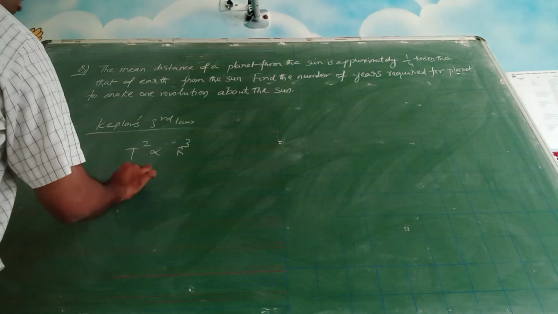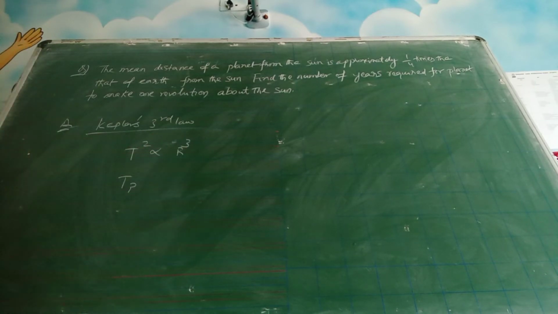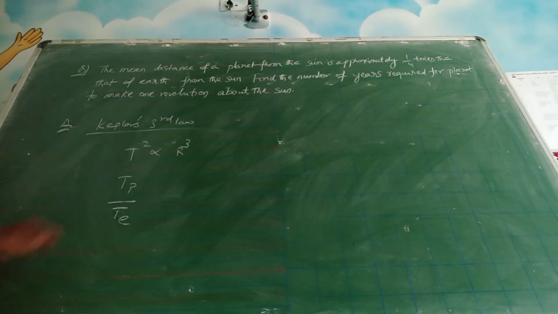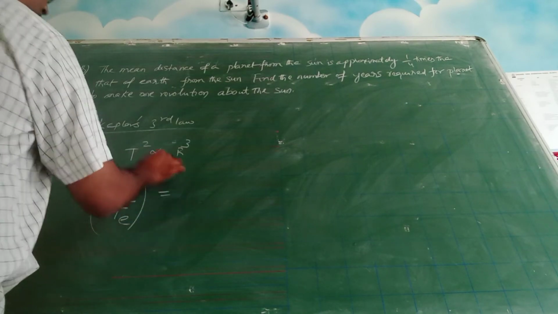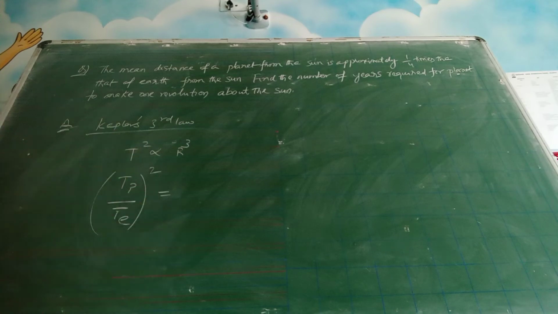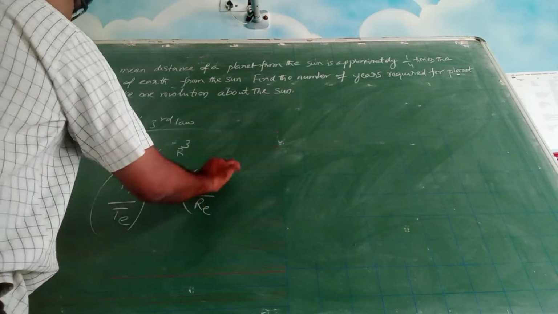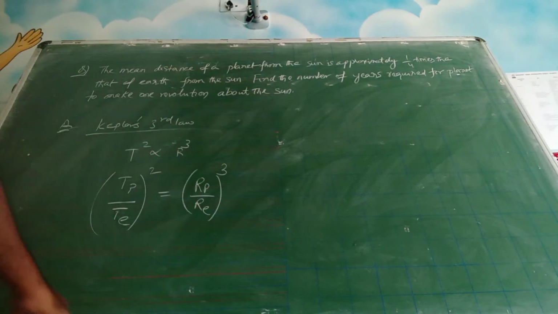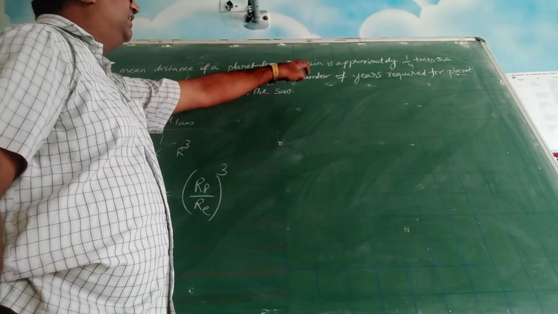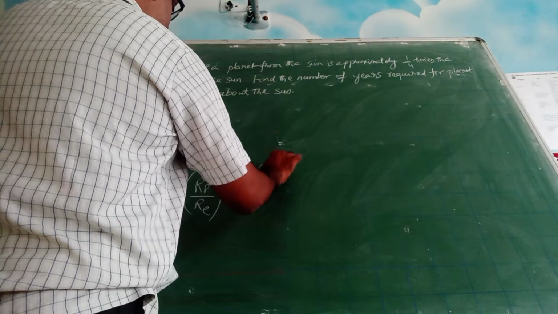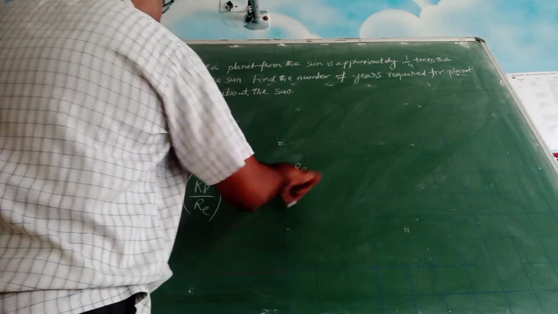So there is some planet, let us say it takes time Tp, when compared with the Earth time, which is Te. So Tp by Te whole square is proportional, and I am directly taking the proportionality constant the same, let us say. So it is Rp by Re whole cube. Alright. Now the mean distance of a planet from the Sun is approximately 1/4 times that of the Earth. That means Rp is given as Re by 4.